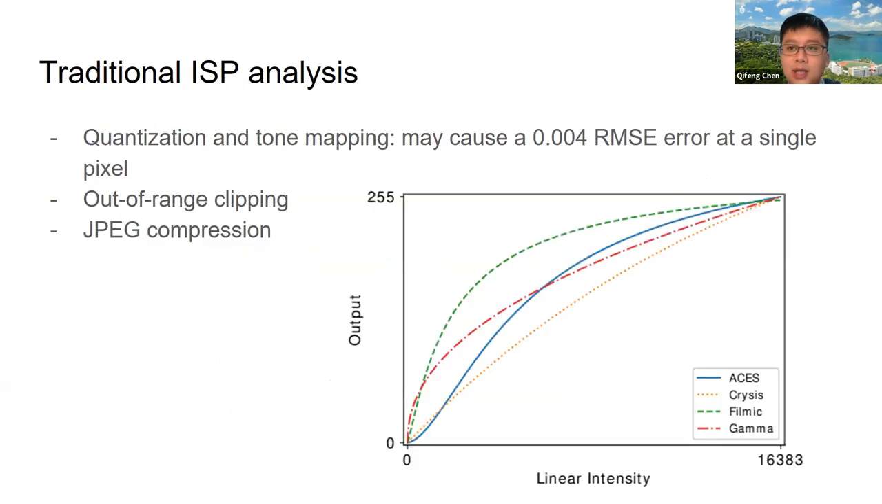So we further analyze different types of information loss in this pipeline: quantization, tone mapping, out of range clipping. For example, when the intensity is beyond 255, we would have this out of range clipping. And JPEG compression would introduce some JPEG artifacts.